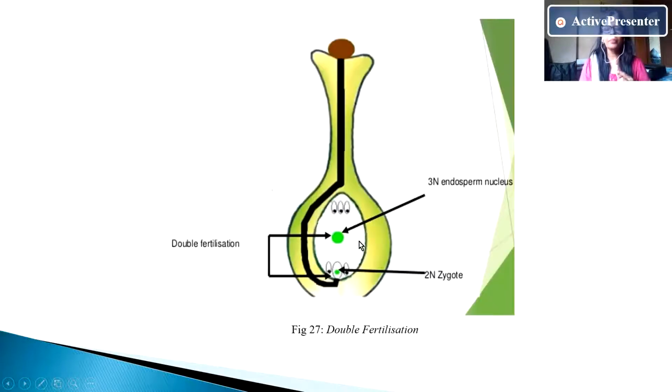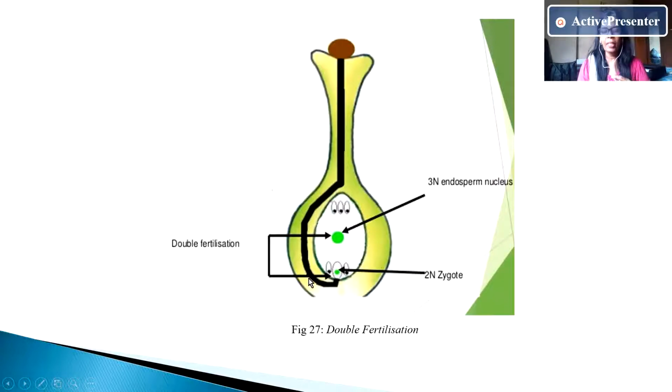See here, double fertilization. Pollen grains come and stick on the stigma. They produce a pollen tube. The pollen tube carries the male gametes. Male gametes are immobile, so this is known as siphonogamy, and the tube comes either through the chalaza, or through the integument, or through the micropyle.